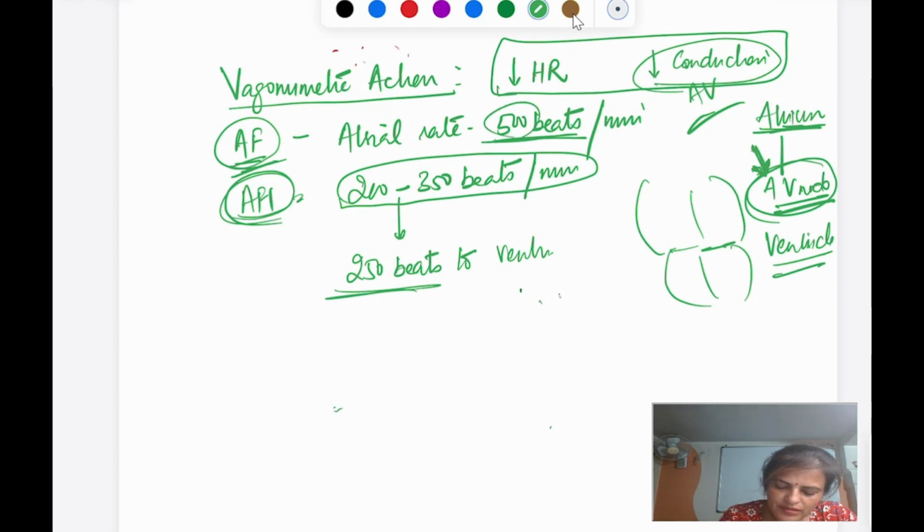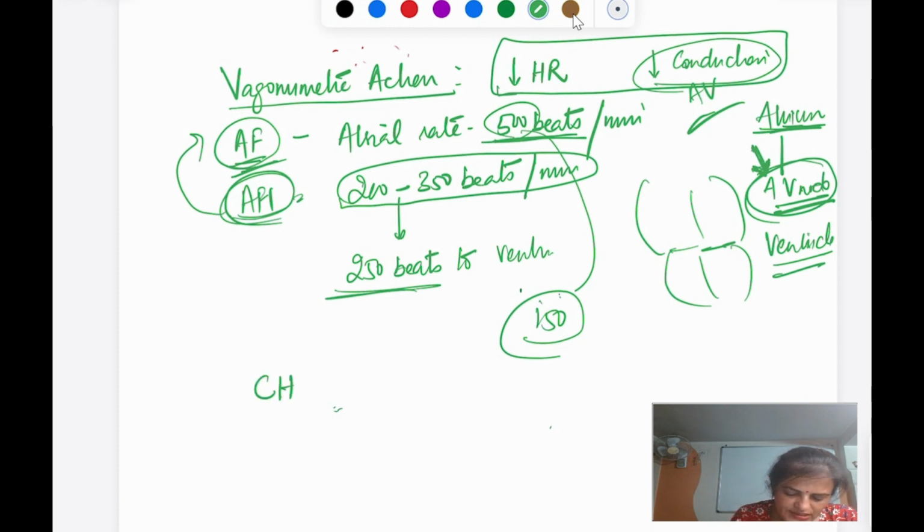Maybe out of 500, it is only 150. They are going to pass from the atria to the ventricle. So digoxin is going to convert atrial flutter into atrial fibrillation. So where can we use this drug? If the person is having congestive heart failure with atrial fibrillation. So this is the current status of digoxin. We give digoxin if the person is having congestive heart failure with atrial fibrillation.